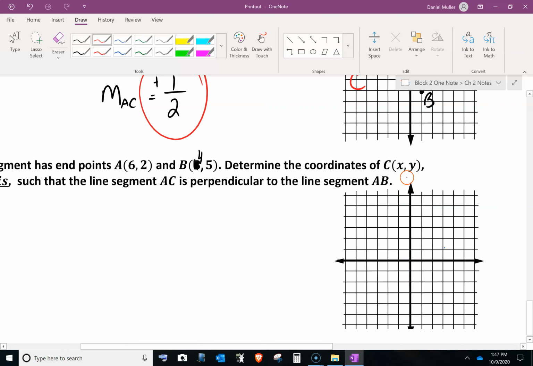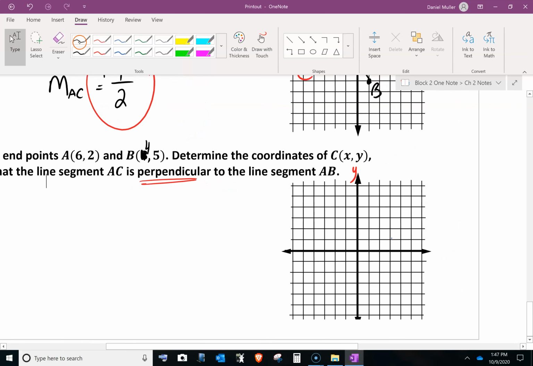So our C is going to be somewhere on this y-axis. And it does tell us that the line between A and C that we make up would be perpendicular to the line AB, the line that goes between A and B. So let's first figure out where AB is and what our slope is for A and B. A here is 6 to the right, and then up by 2. And our B is 4 and 5. This is our B. So this is our line AB.